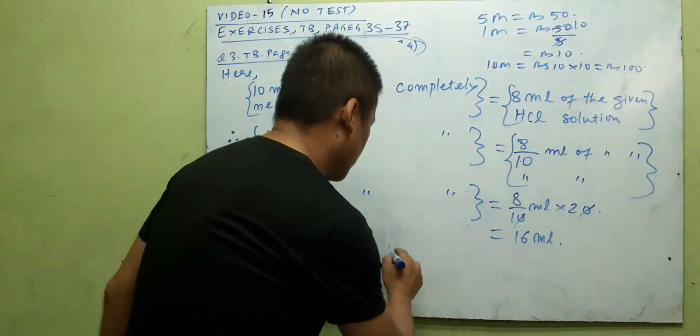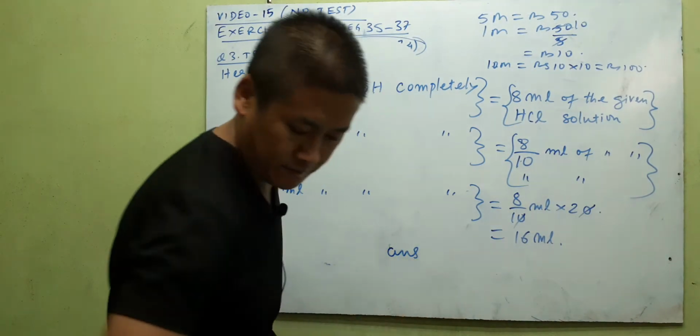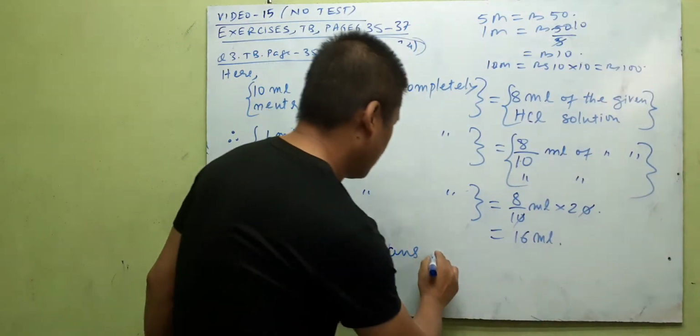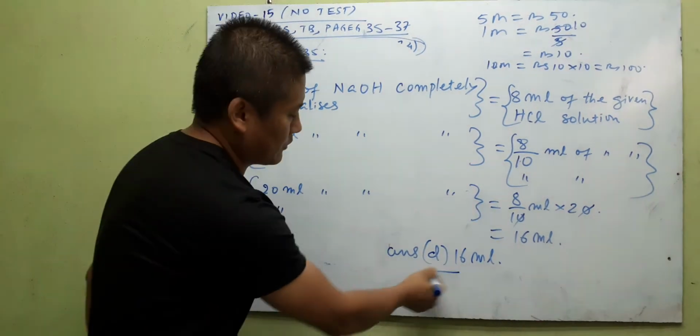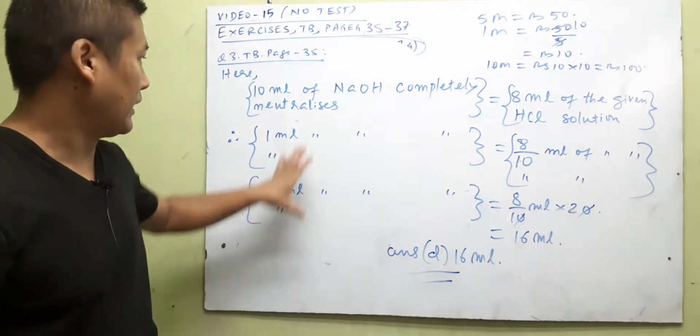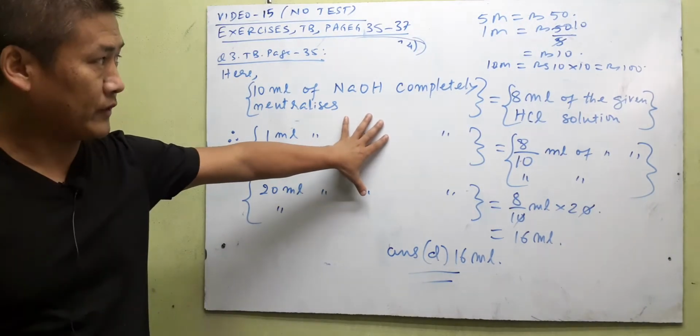So the answer is this one. The right choice is found in D, 16 ml. I hope you're getting it right. So now go back to your textbook and write it like this on your tuition copy. I hope you have understood.